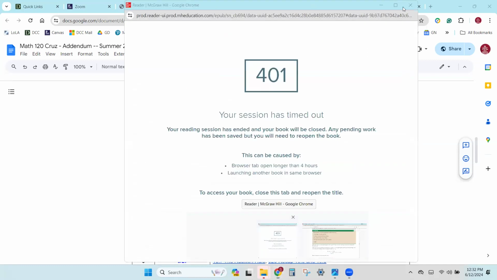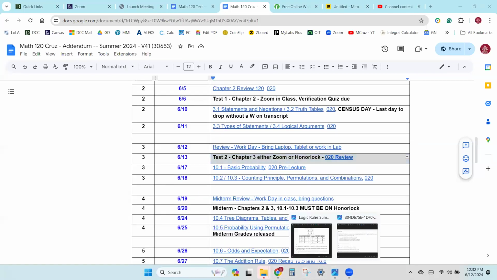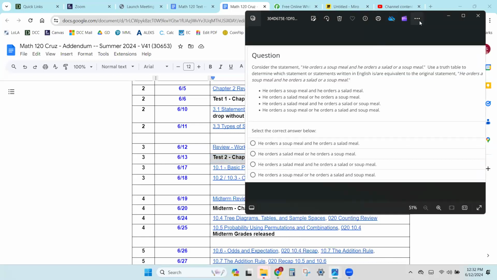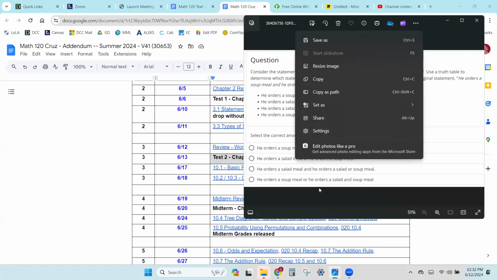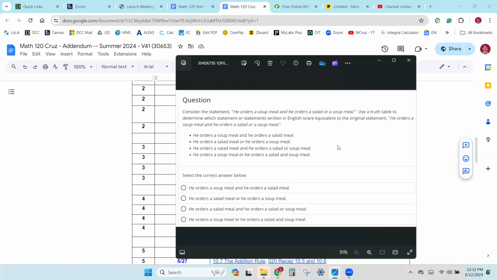Let's see what we got on this problem. All right, so consider the statement: he orders a soup meal and he orders a salad or a soup meal. Use a truth table to determine which statement or statements written in English are equivalent to the original statement. All right, so equivalence, that's good. This is a good problem because that's what I was going to talk about with De Morgan's laws. And as I had said, De Morgan's laws save you a lot of headache.